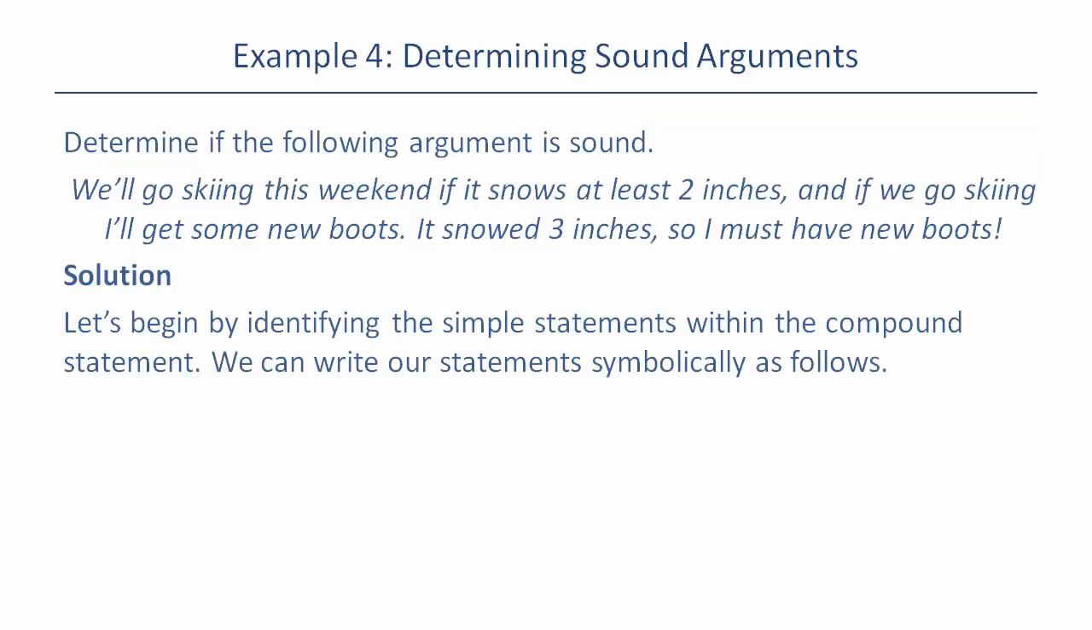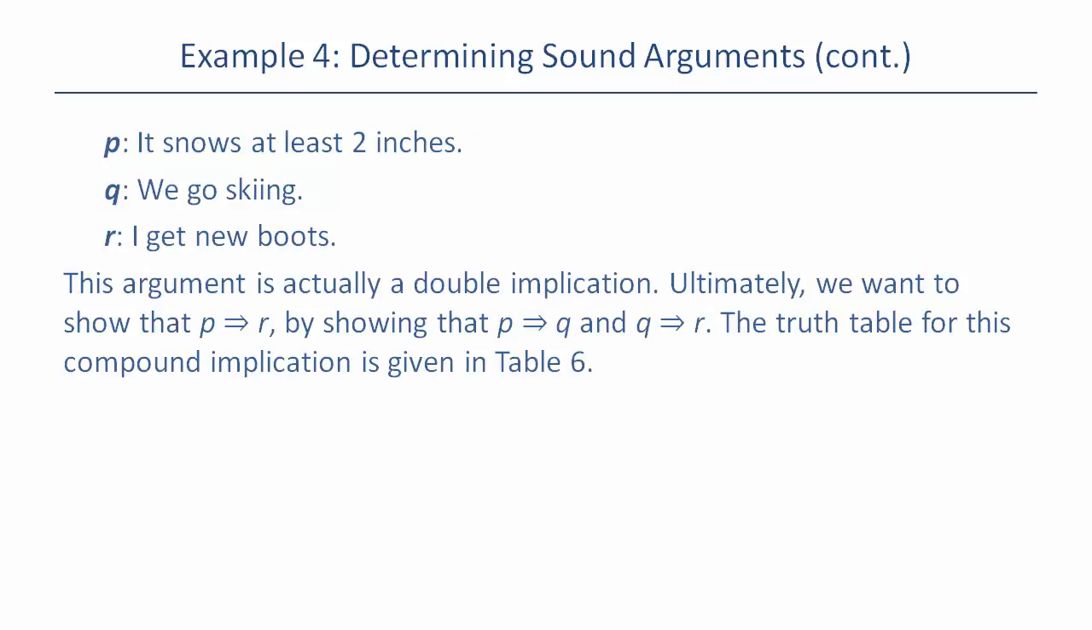Here's another example. We'll go skiing this weekend if it snows at least 2 inches, and if we go skiing, I'll get some new boots. It snowed 3 inches, so I must have new boots. So let's start by identifying each of the little statements and then write everything out in symbols. P is going to be it snows at least 2 inches, Q is going to be we go skiing, R is going to be I get new boots.